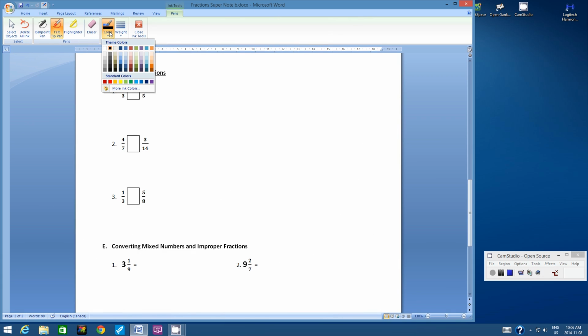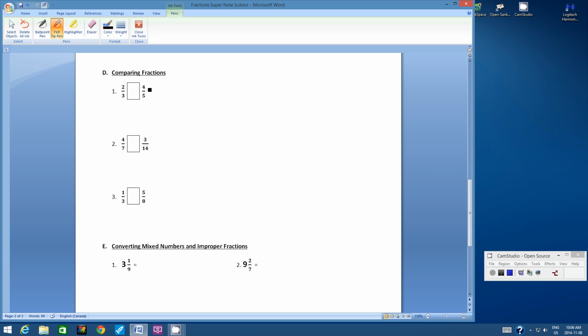So we're moving on to section D, comparing fractions. Remember, comparing fractions basically is asking you, is one fraction larger than the other? Is one fraction smaller than the other? Or are the fractions equal? So if we look at example 1, we have 2/3 and 4/5.